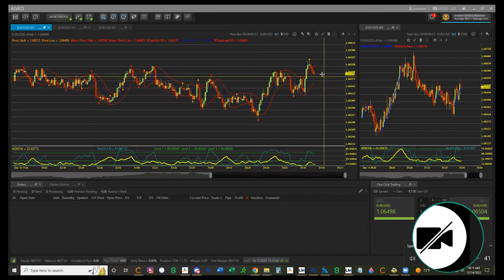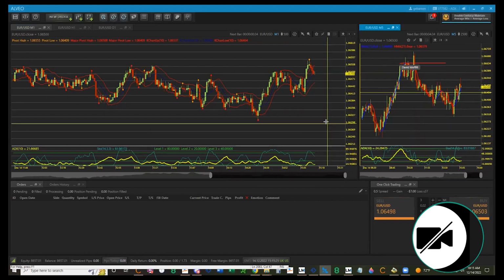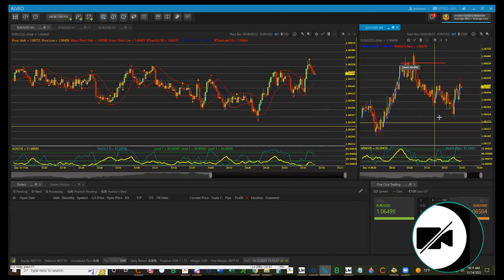Well, if I understand what you're saying, if it fails to break this line here, then most likely it's going to try to go back and test the top. And when you say the top, you mean the top of the 5 minute, this candle, or all the way up? All the way up to here. Okay.